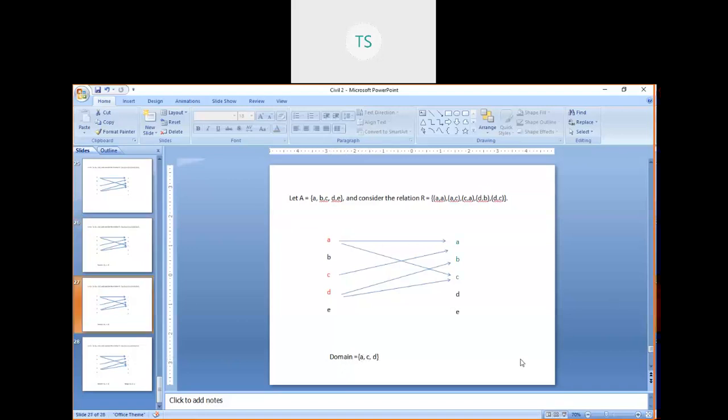In the second column, I have marked some elements in green color. The elements are A, B, C. Now, can you tell me why I have marked these elements in green color? Do you have any idea?